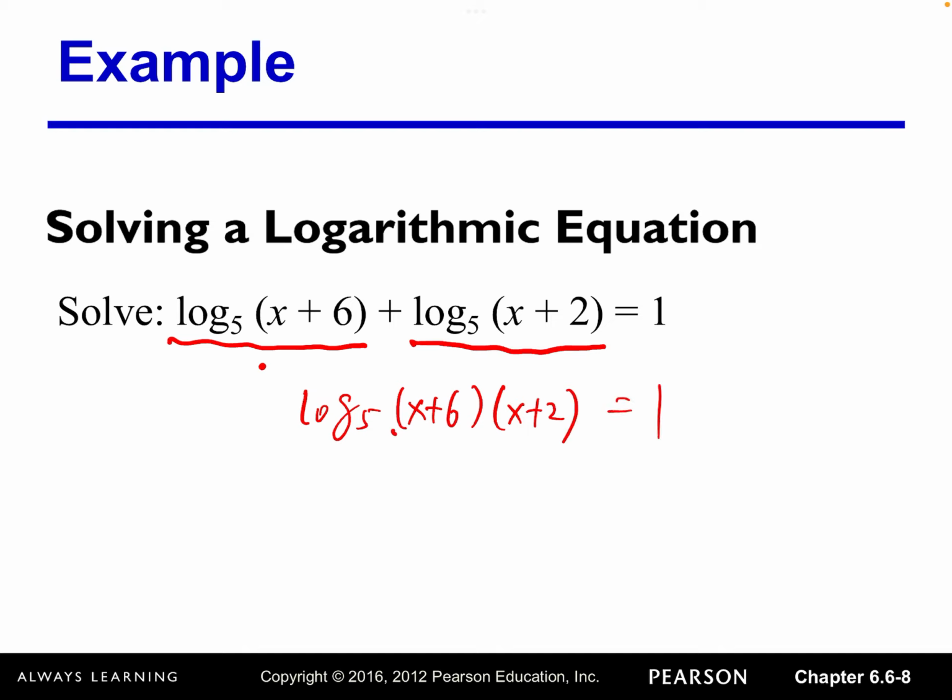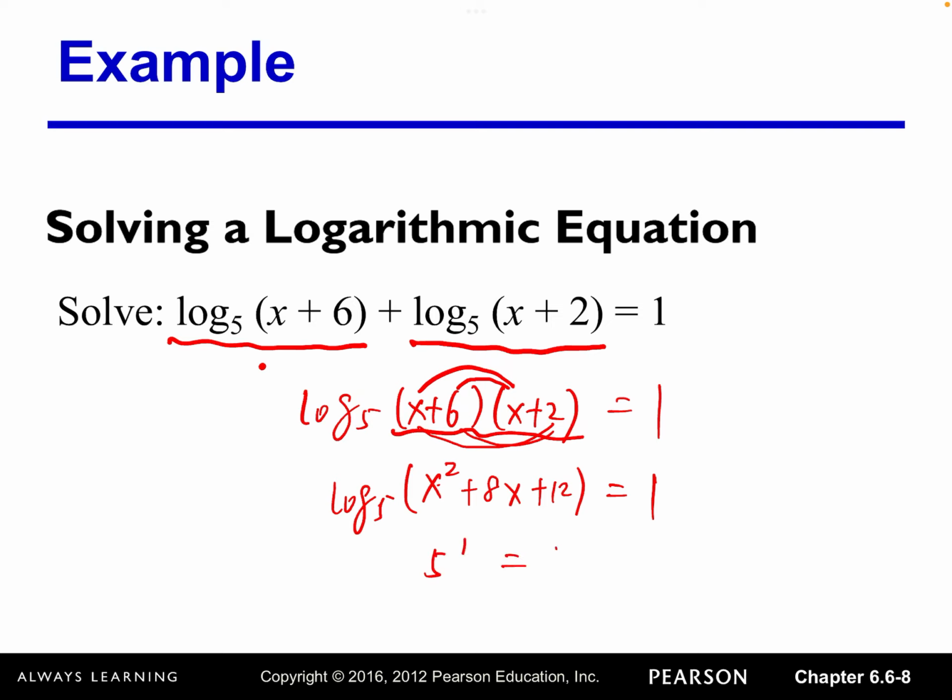Now we just have to simplify this. So that's log base 5 of, multiplying two binomials, we get a trinomial. x squared, that's the first term. Inner term, outer term, they are like terms, 6x plus 2x, we get 8x, and the last term, 6 times 2 is 12, equal to 1. And then we can convert this to an exponential: 5 to the first power equals x squared plus 8x plus 12.